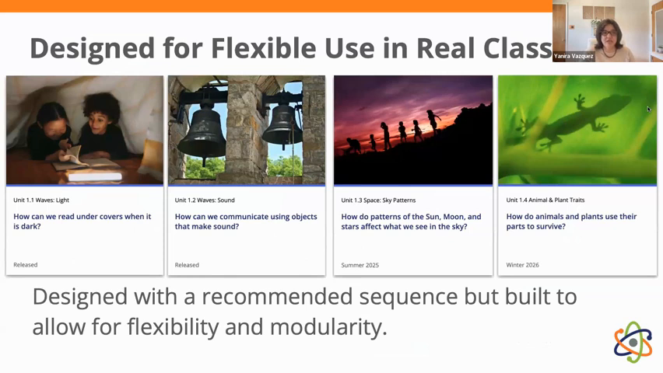Our units are designed for flexible classrooms, for real classrooms, and while we have a recommended sequence, the units are built to be flexible and modular so that you can fit them into your school year in the best way that works for you and your students, whether it has to do because of the weather in your region or whether you want to align the science with your mathematics or social studies learning.